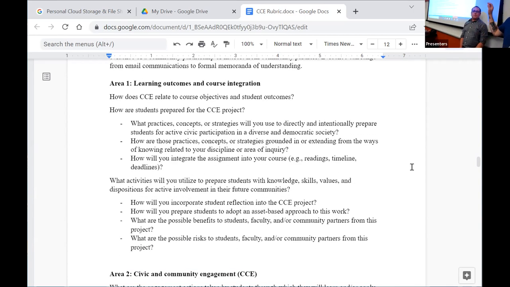So our focus then on learning outcomes and course integration is less about introducing a discipline, because this could happen at an introductory level, at a mid-career level, or as a part of a capstone project. It's more about taking the disciplinary content and applying it in a way that is reciprocal with the community partner.